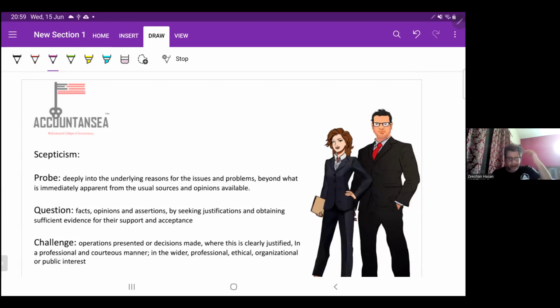You should have a questioning mind, right? And you have to challenge the operations and the decisions made, and you have to evaluate whether those are professional, whether they are ethical, and whether they are in the public interest or not.